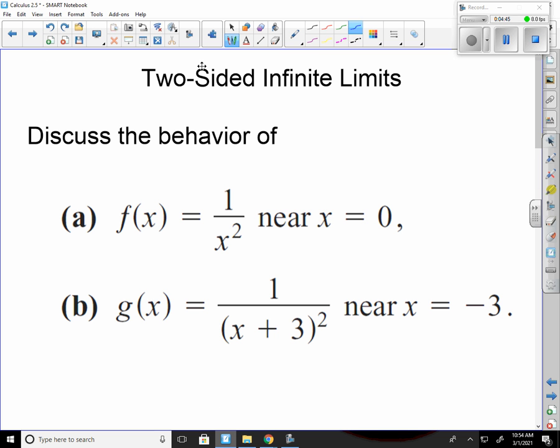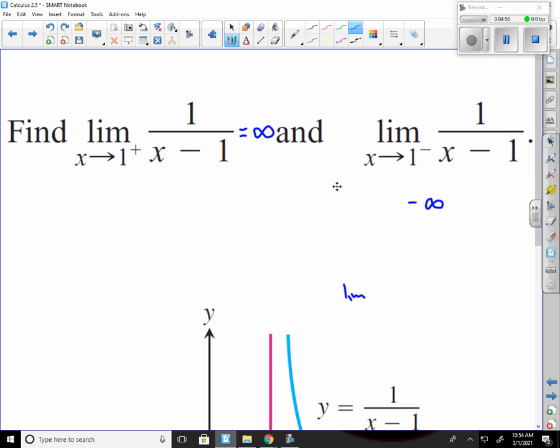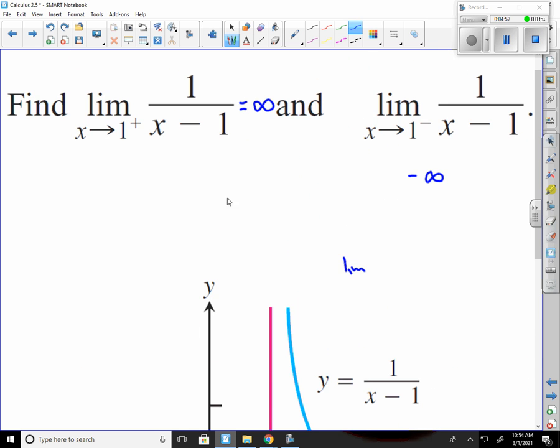Now we have two-sided infinite limits. Sorry, just going back, if we're talking about a two-sided limit here, one goes to infinity, one goes to -infinity. So there would be no limit of the overall function here. The limit as x approaches 1 of 1 over x minus 1 does not exist, simply because it's going to infinity and negative infinity depending on which direction I come from.